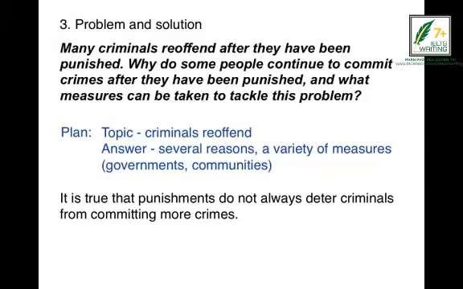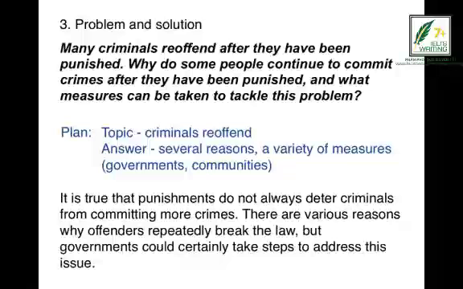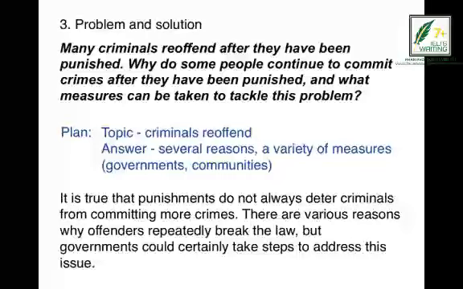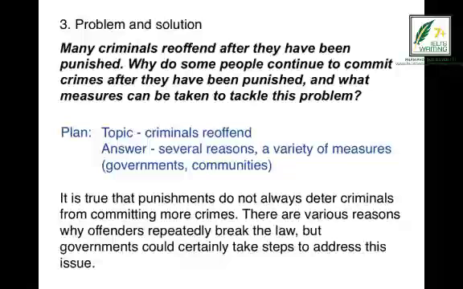And the second sentence is going to be our answer, which includes these several reasons and a variety of measures. There are various reasons why offenders repeatedly break the law, but governments could certainly take steps to address this issue. Notice that I don't give the reasons yet, and I don't give the solutions or the steps. I'm just mentioning that there are various reasons and governments could take steps. You can see that there are some good examples of paraphrasing in this introduction.